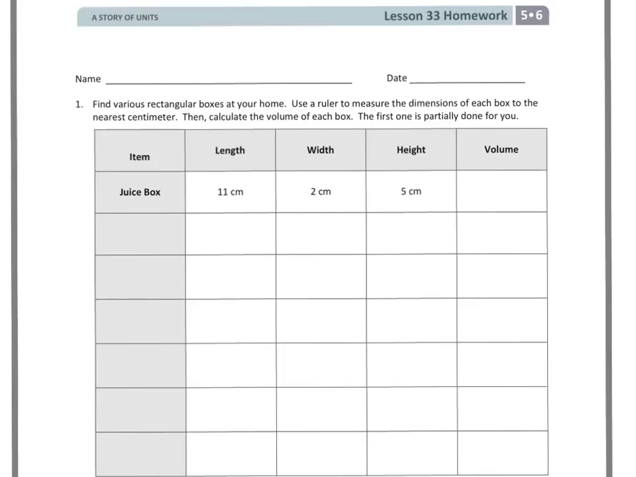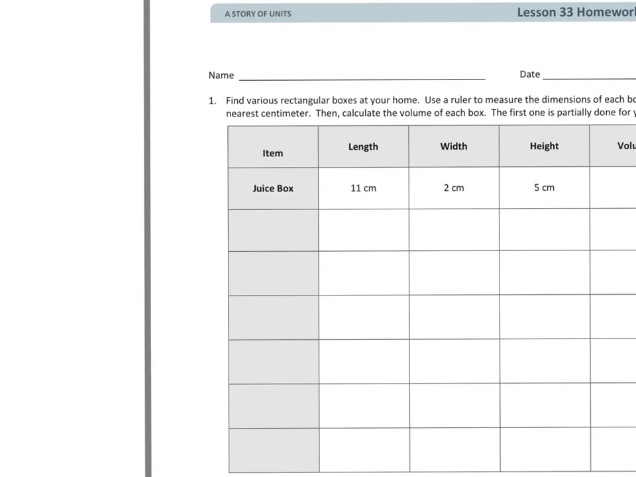Number 1 says, find various rectangular boxes at your home. Use a ruler to measure the dimensions of each box to the nearest centimeter. Then calculate the volume of each box. The first one is partially done for you. So what I'm going to do is go through and solve this first one, and then I'll give you a quick drawing of my dimensions for the one that I'll pick.